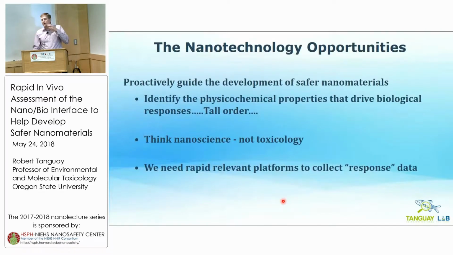Okay, so what are the opportunities when you think about why we do what we do? This idea of proactively developing chemicals, greener chemicals or greener nanomaterials isn't really new now. It was when we started working in this field. But the idea is really to proactively guide the development of safer materials for products. We certainly know our economy is based on high-performing products. Everything is based on it.